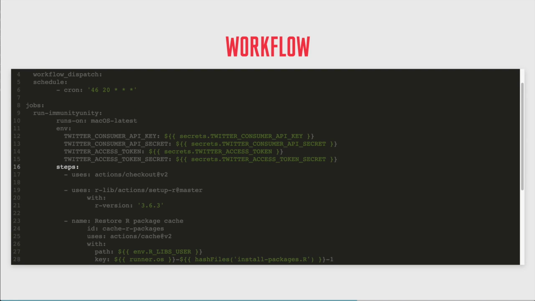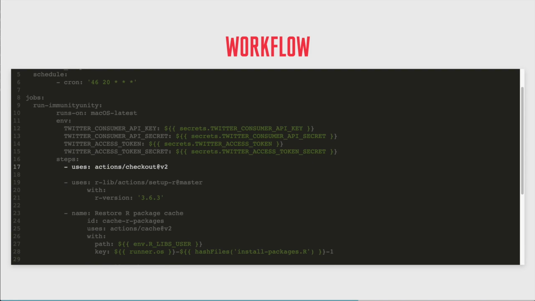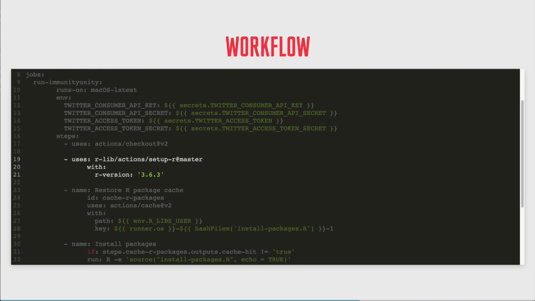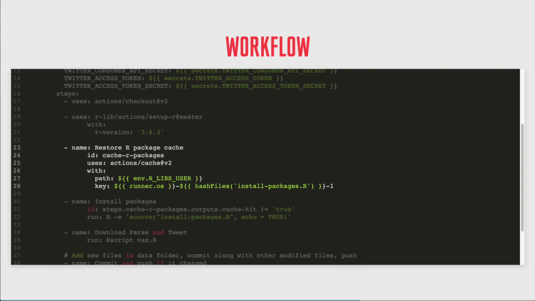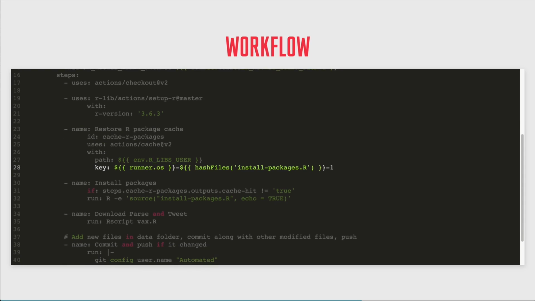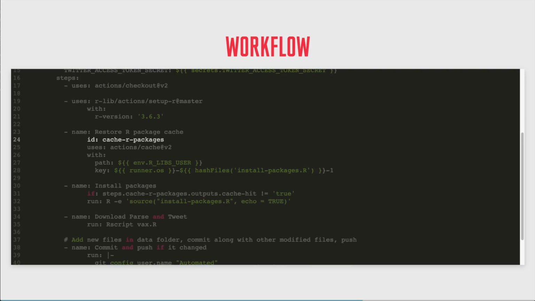Okay, so this next section is just the series of steps it's going to take. The first step is a pre-built action from GitHub that checks out the repository. Then one from r-lib that sets up R, specifying the version. Now we want to use a cached version of this virtual machine if we can. I give it a key that uses a hash of the contents of that install packages file. You don't have to use variables like this, you could give it any name you want. But this way, if my dependencies change, it will create a new cache.